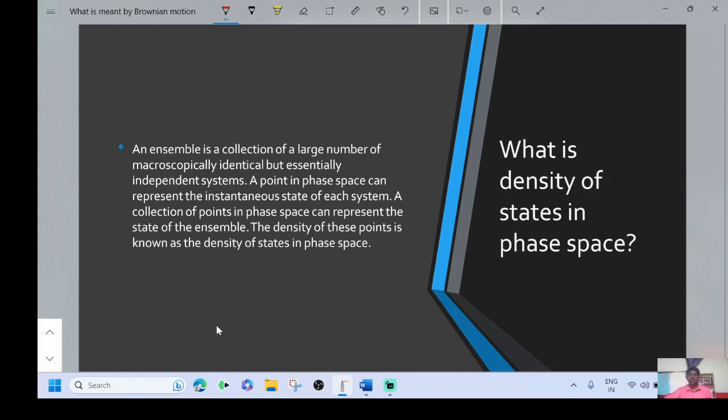What is density of states in phase space? An ensemble is a collection of a large number of macroscopically identical but essentially independent systems. A point in phase space can represent the instantaneous state of each system. A collection of points in phase space can represent the state of the ensemble. The density of these points is known as the density of states in phase space.